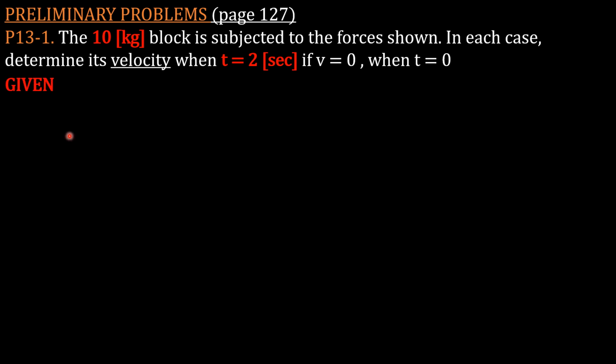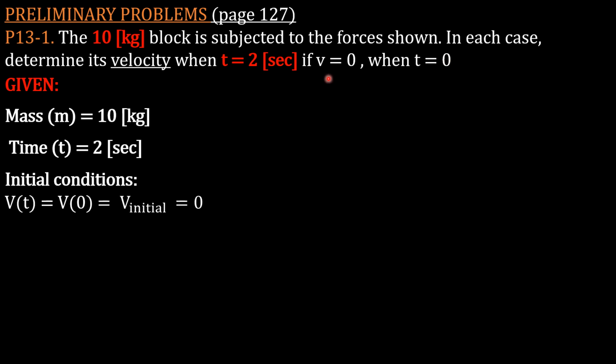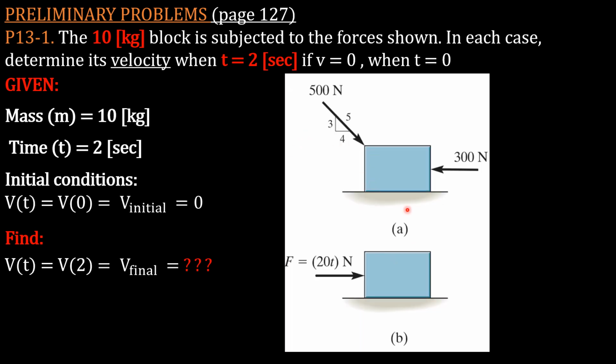So here we will write what's given to us. We are given a mass m of 10 kilogram, a time t of 2 seconds, and we have the initial condition, which is velocity as a function of time. So when time is 0, the initial velocity is 0. We are asked to find the velocity when time is 2 seconds, or in other words, what is the final velocity? So here we have the two cases, case A and case B.